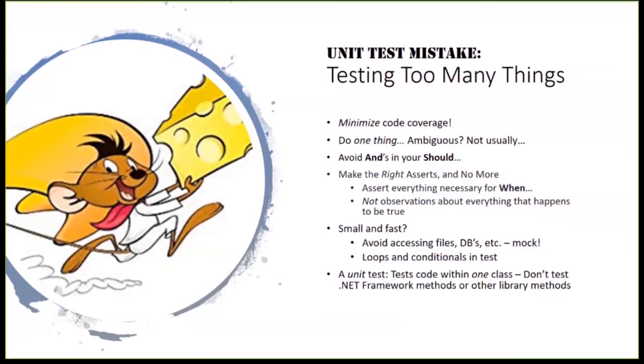Make the test small. Now, if you are typing in the name for your method, the should portion, and you find yourself writing should blah, and blah, and blah, that should be a warning sign for you. Ands in there indicate you're trying to do more than one thing, right? It's not always wrong, but it's something that should make you think. So make the right asserts and no more.